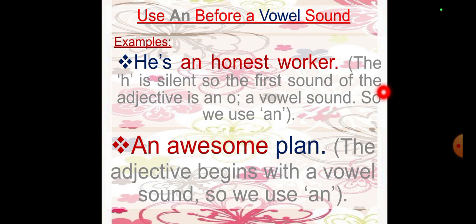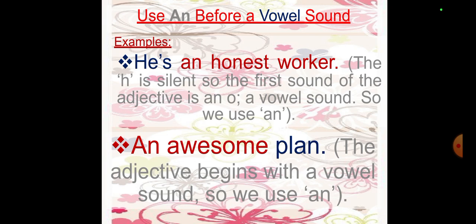Use of an before a vowel sound. How can we use an before a vowel sound? For example, he is an honest worker. Here, how are we representing the worker? As an honest worker.